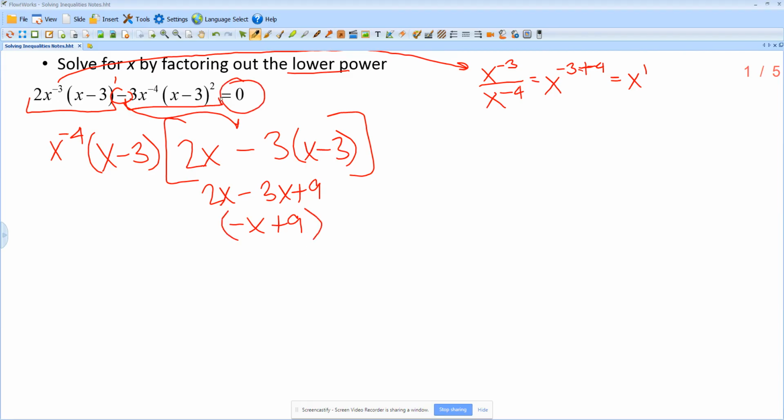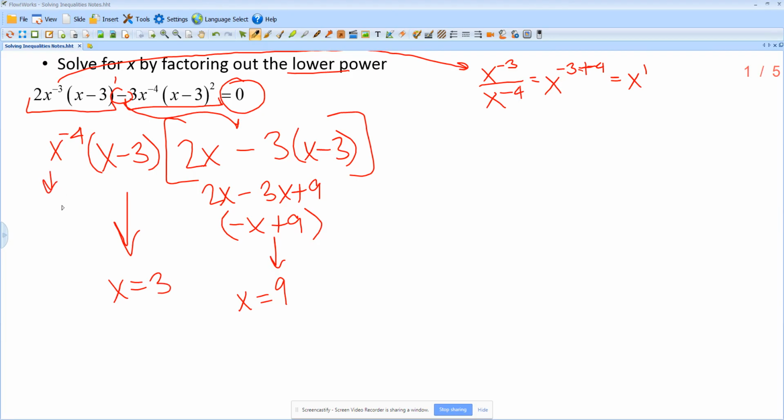Keep in mind, this question is an equation. So I'm not doing a sign analysis chart with this. I'm looking for where is it equal to 0. It's sort of like that first part of the sign analysis where you find those zeros. Here, my 0 would be 9. Here, my 0 would be 3.